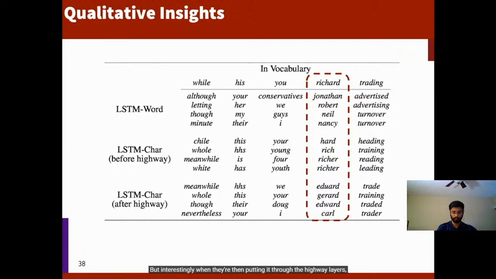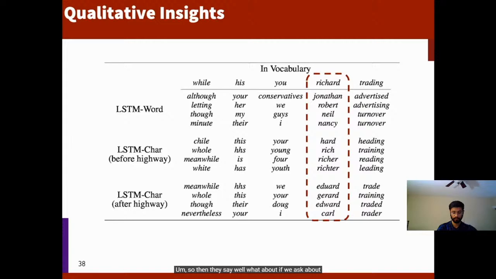But interestingly, when they then put it through the highway layers, the highway layers are successfully learning how to transform those character sequence representations into something that does capture meaning. So if you then say at the output of the highway layers what words are most similar, it seems to be working pretty well. While is similar to meanwhile, Richard is similar to Edward, Gerard, Carl, so it's now working much more like a word level model in capturing semantic similarity. So that seems kind of cool.